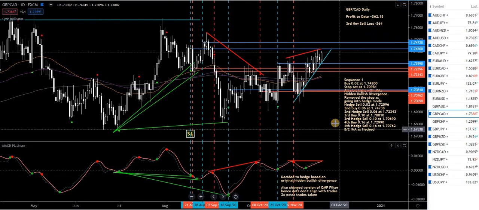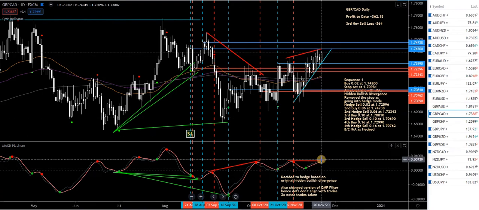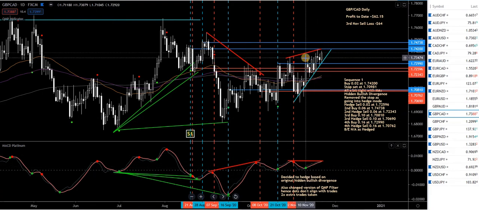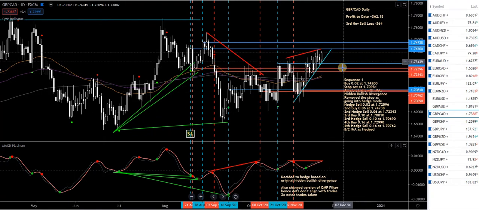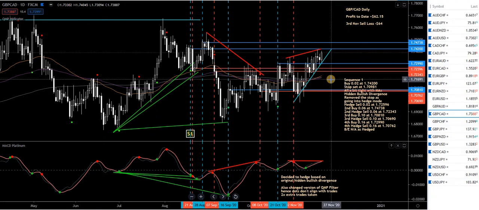No, I'd probably ignore it because I'm hedged at the moment. The MACD platinum's above the zero level, so really I'm looking for a sell. If it rolled over and gave me a sell, broke the trend line, I could probably add to that and try and clear this sequence. I'm going to probably get rid of this pair off my daily charts. Trading like this is just not working for me at all.